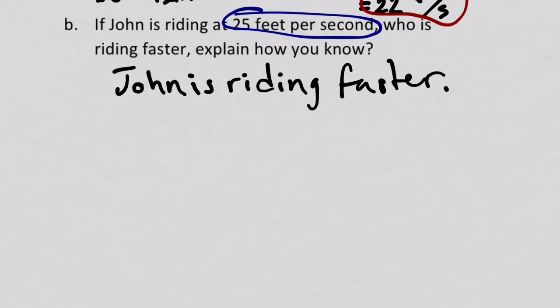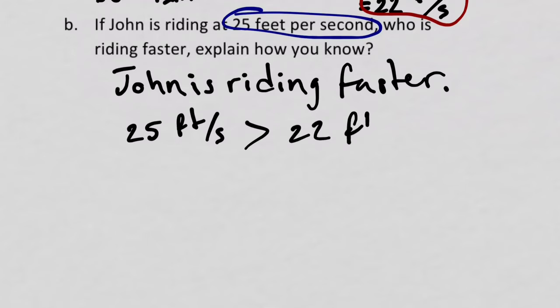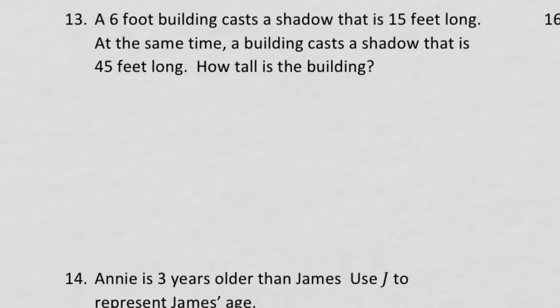How you know 25 feet per second is greater than 22 feet per second. Done. Okay, now let's look at number 13.